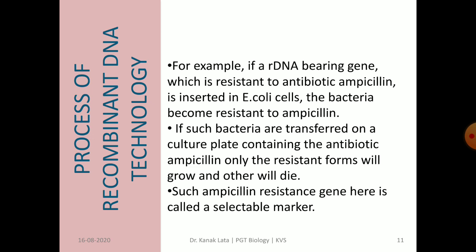If such bacteria are transformed on a culture plate containing the antibiotic ampicillin, then only the resistant form will grow and others will die. Why? Because others don't have this ampicillin resistant gene. Here the ampicillin resistant gene is used as a selectable marker, which differentiates recombinants from non-recombinants or transformants from non-transformants.